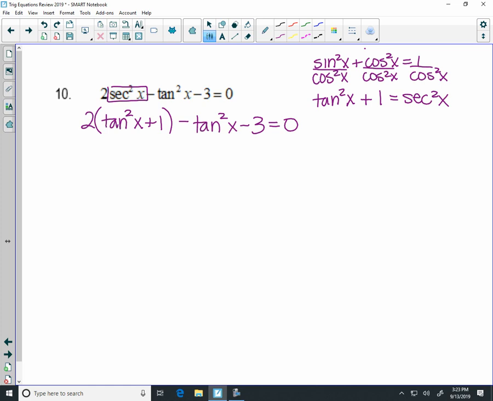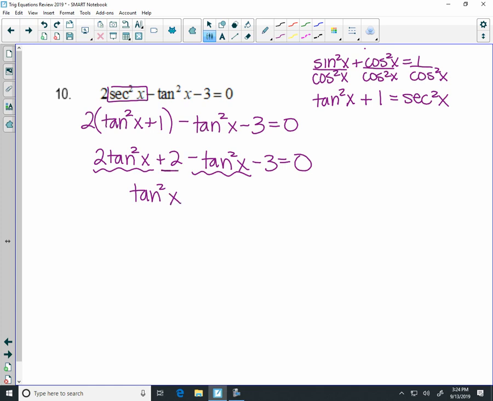Again, there was no singlet here, so we could pick what we worked with. And now algebra for a bit. 2 tangent squared plus 2 minus tangent squared minus 3. Combine your like terms. I have 2 tangent squared and I'm subtracting 1, so that's just a tangent squared. I have 2 minus 3, which is negative 1. There are 2 ways you can go from here. You can recognize this as a difference of squares and factor it. I dig that. Or you can directly solve.